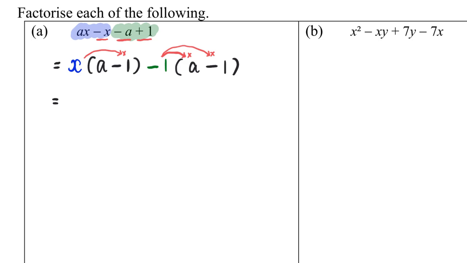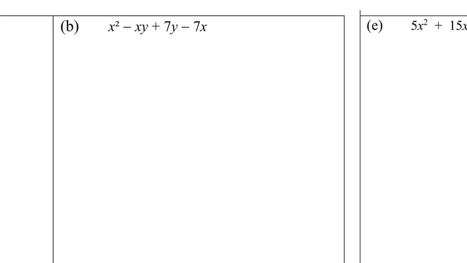And of course, last but not least, this is where we can then see that there is a common factor, a minus 1, this bracket. And that is what I will take out as a common factor. And I'm left with x and negative 1. Okay? So let's move on to the next example, B.